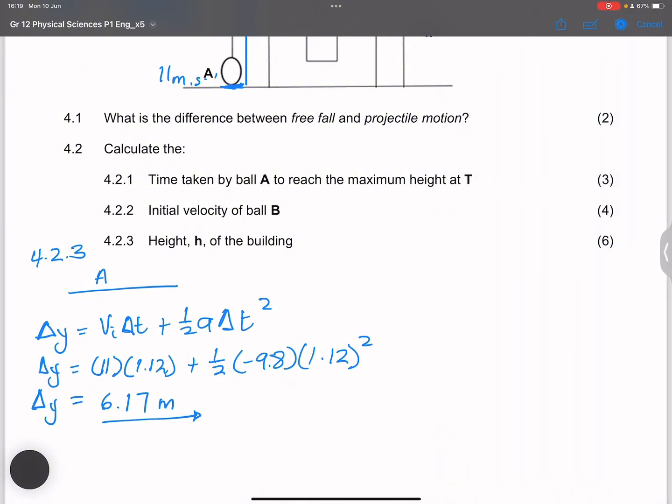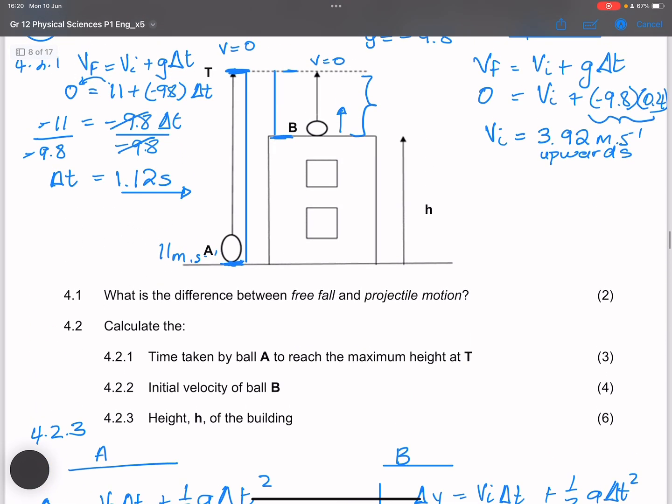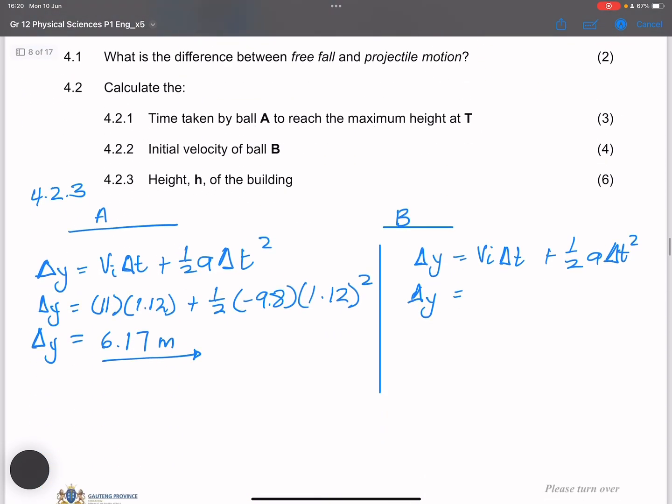But now we find the height for ball B. Okay, so we're going to use exactly the same equation. So I'm going to say that's delta y equals vi delta t plus 1 over 2 a delta t squared. So the displacement there would be, if you remember, for ball B, we started at 3.92. But the time of flight for ball B was 0.4.